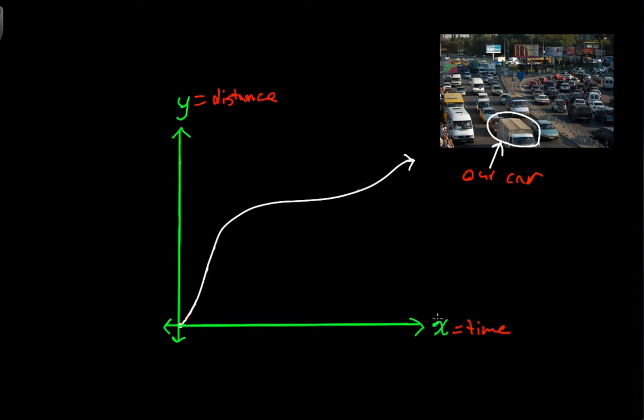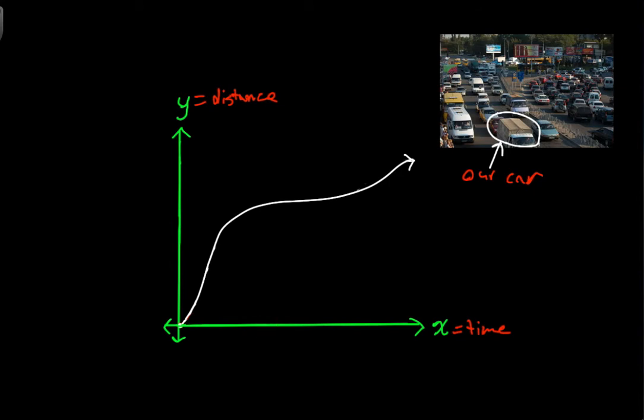And now I want to look at some cars. We have a car. This is our car here. This car is in traffic. This is probably like LA traffic or something. And we have this graph here of our car's travels, where y is the distance that we travel, just in any direction, and x is the time that it took.